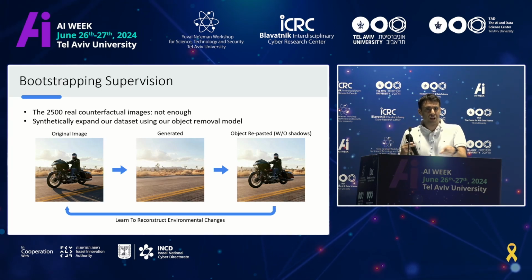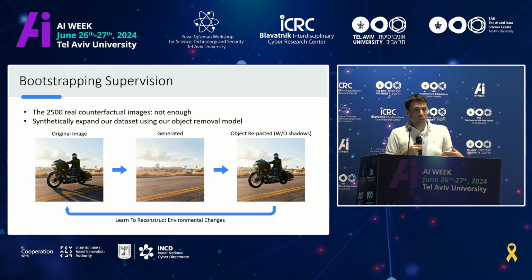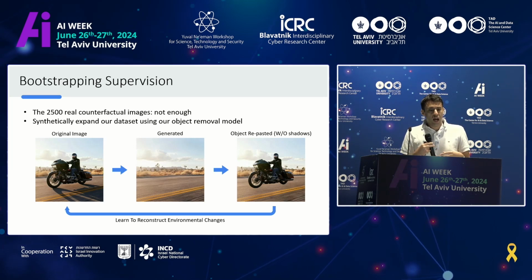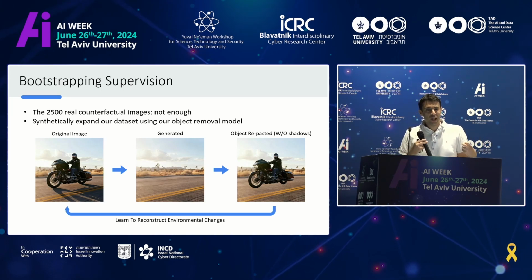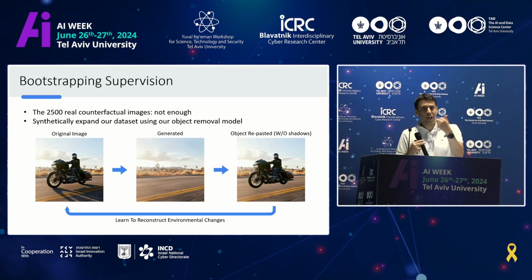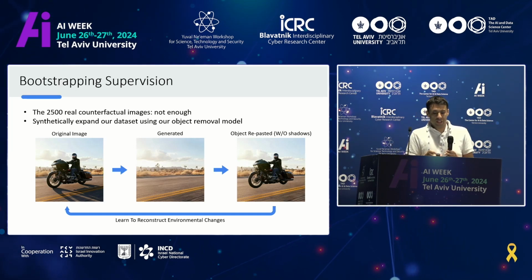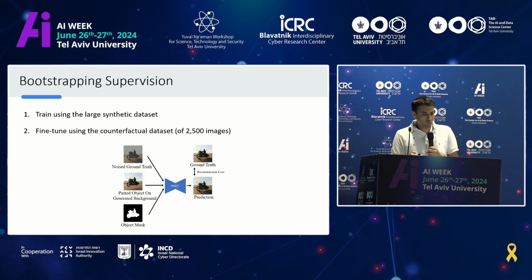And now we have a very large data set consisting of objects pasted on background and the original image that actually had the shadows and reflections. So we could extend this data set by a large amount. And the reason we could do it is we had a really good object removal model. So the idea is that if you do one side of the task really well, then you can use it to collect as much data as you want for the other side of the task. So this is what we call bootstrapping supervision.